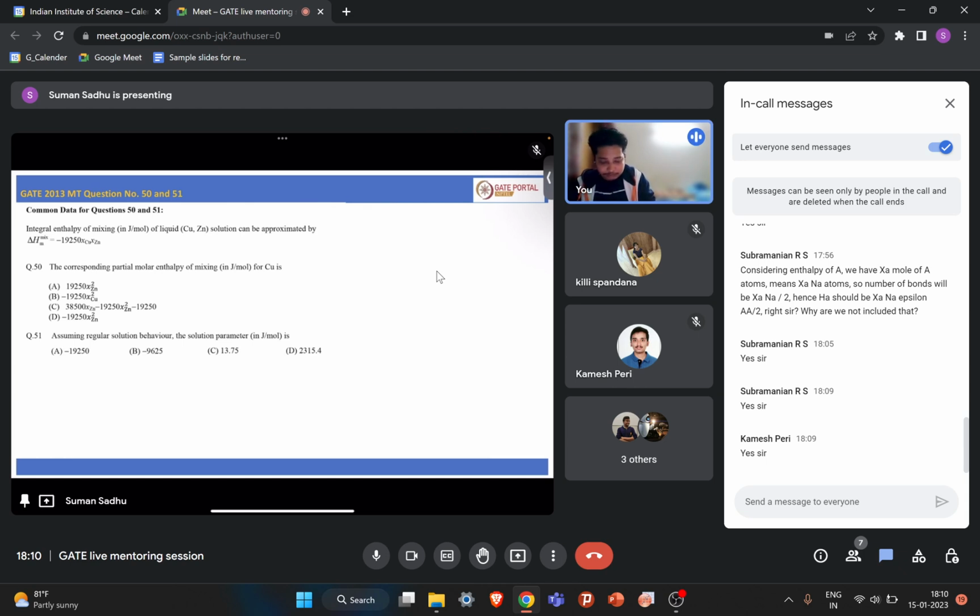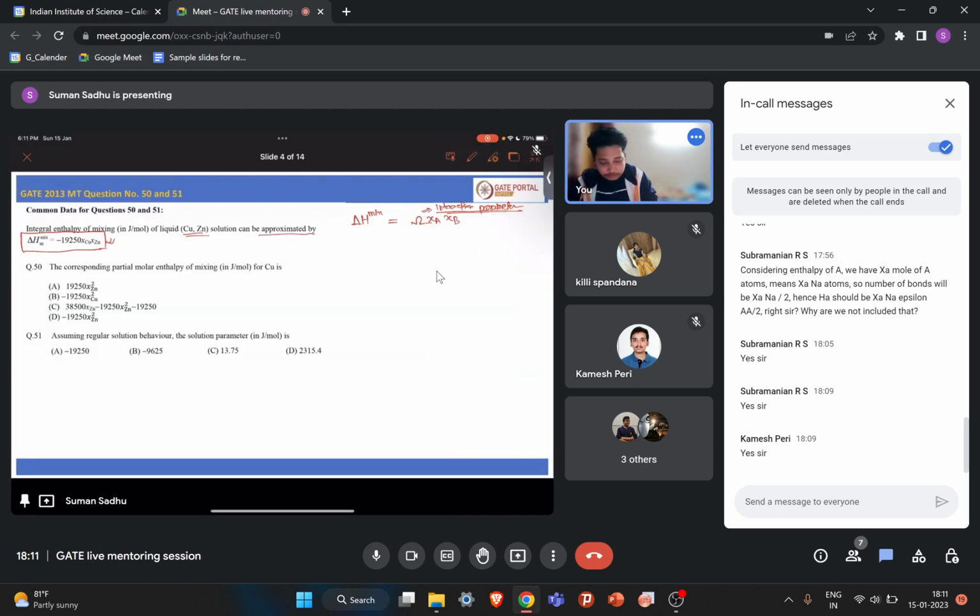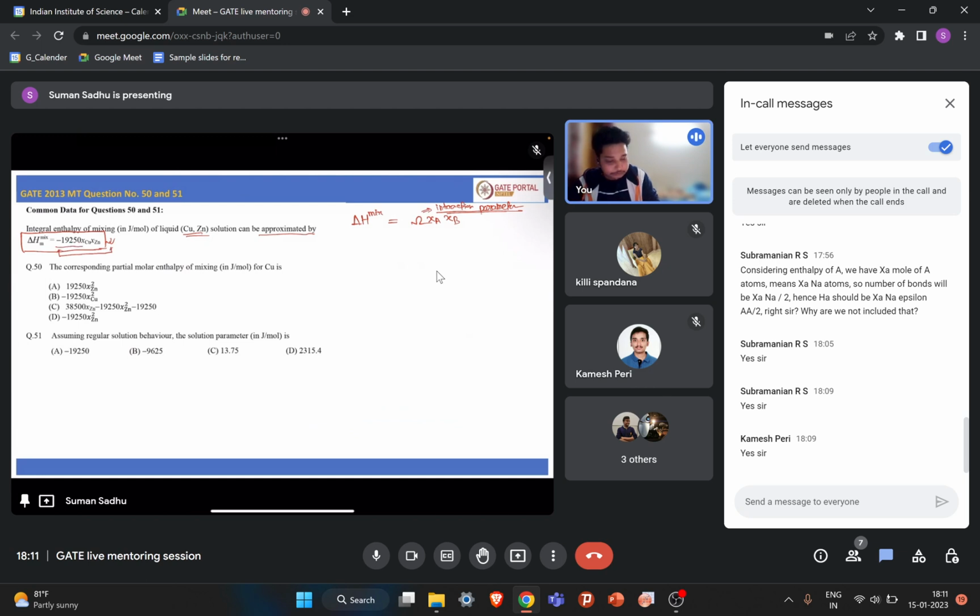So this is your integral enthalpy of mixing in joule per mole of liquid copper and zinc solution, and it can be approximated by delta H mixing is equal to minus 19250 xCu xZn. So in case of regular solution, we found out that delta H mix is omega xA xB, where omega is your interaction parameter. Now you can see the delta H mix that is given has a similar form. So easily you can find out that omega in this case is minus 19250 joule per mole.